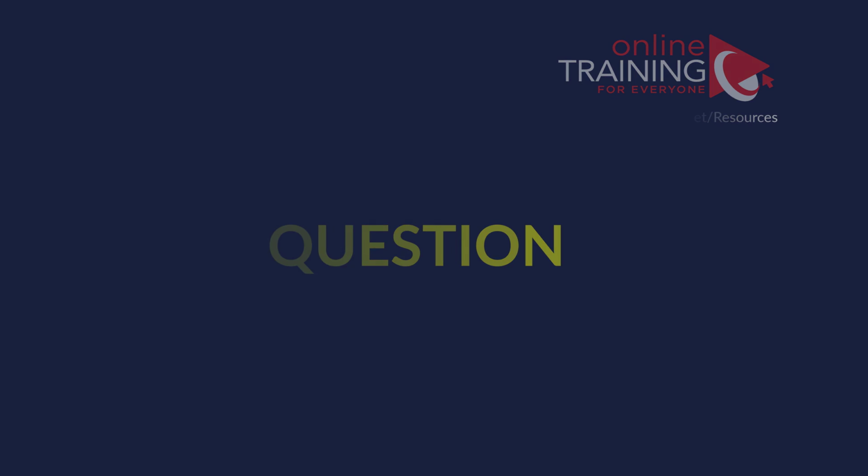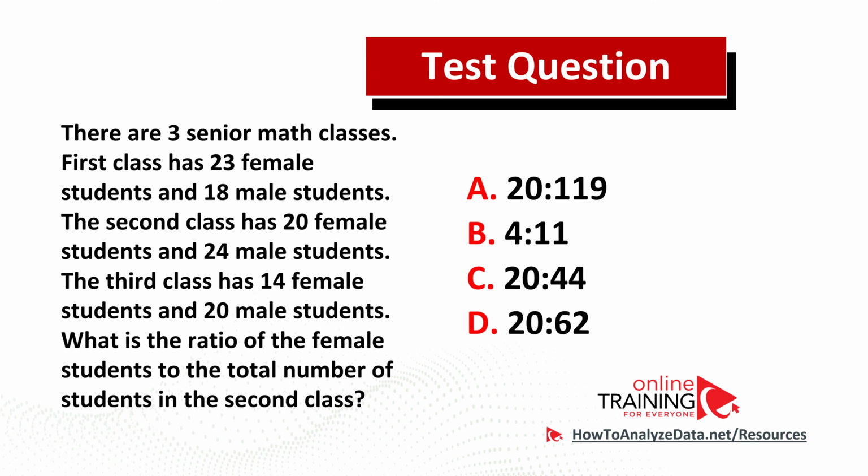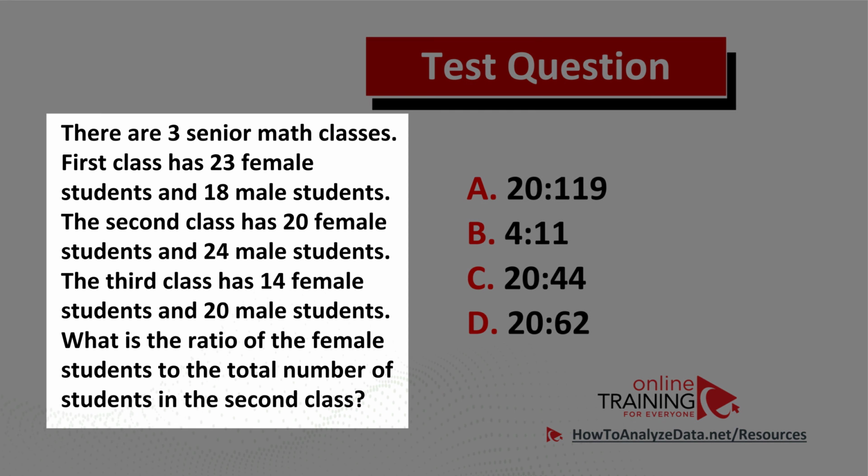Let's look at the tricky question you might frequently see on the test. There are 3 senior math classes. The first class has 23 female students and 18 male students. The second class has 20 female students and 24 male students. And the third class has 14 female students and 20 male students. What is the ratio of female students to the total number of students in the second class?